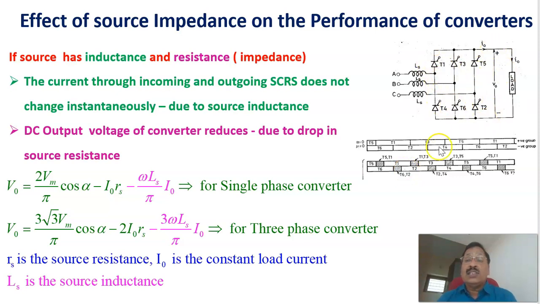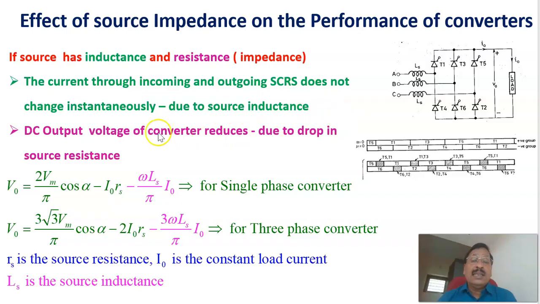The period during which two SCRs in the same group, either positive or negative, are conducting is called the overlap angle, or conduction angle, the mu angle. Because of this, there will be a reduction in the output voltage, just like in a single-phase full-wave converter. That is one effect due to the inductance at the source side, in this three-phase full-wave converter.